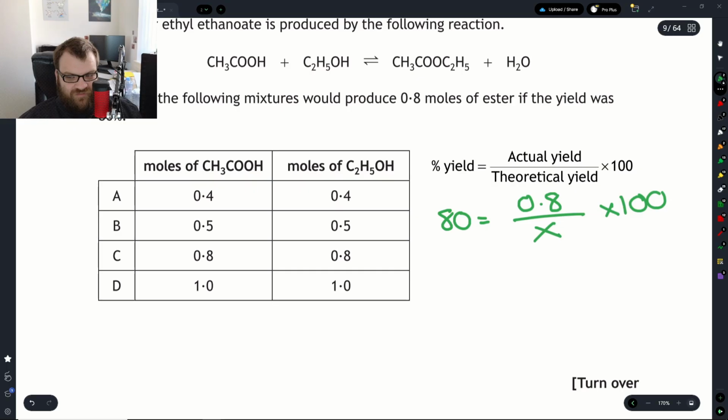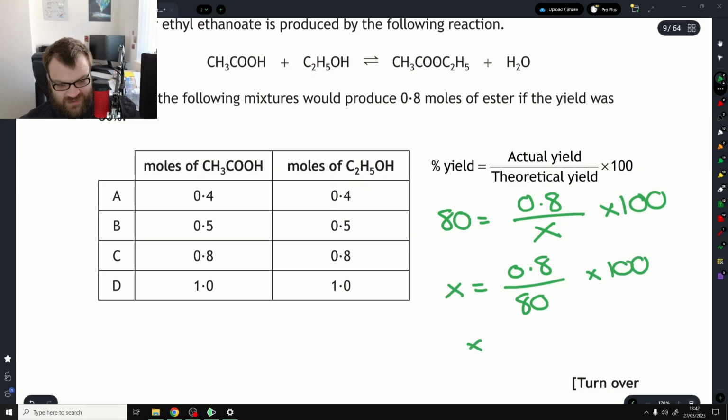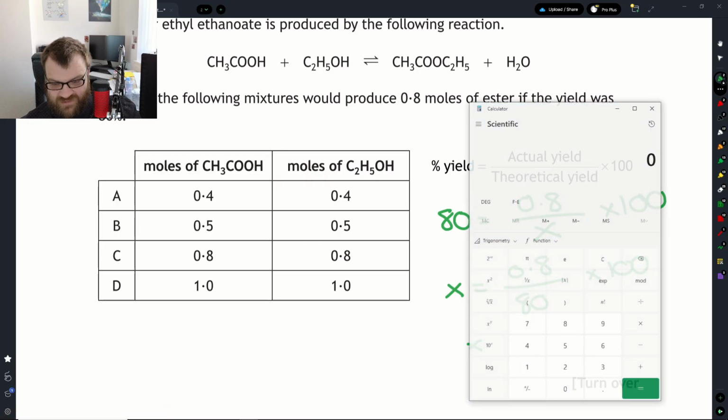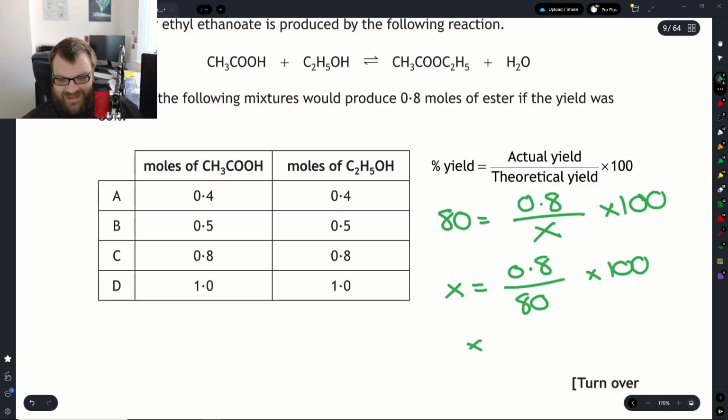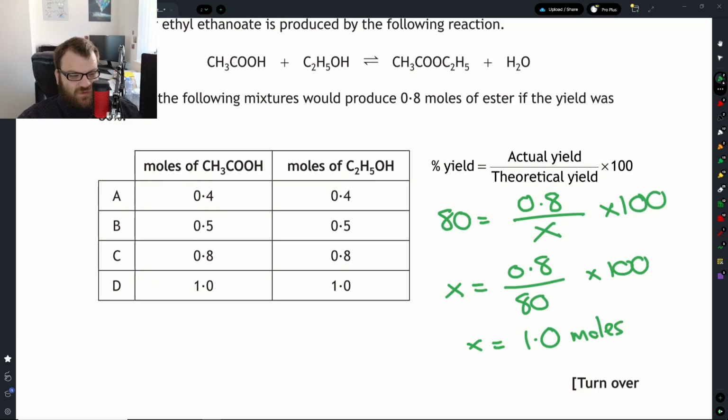If we rearrange this equation, we're going to end up with x equals 0.8 over 80 times 100. We can bump that into the calculator. 0.8 over 80 times 100 gives you 1 mole. This means that we need to have a theoretical yield of 1 mole. We have 1-to-1 ratios at the top. That means that we would want to use 1 mole of each reactant, which would then allow us to make 1 mole of our product.